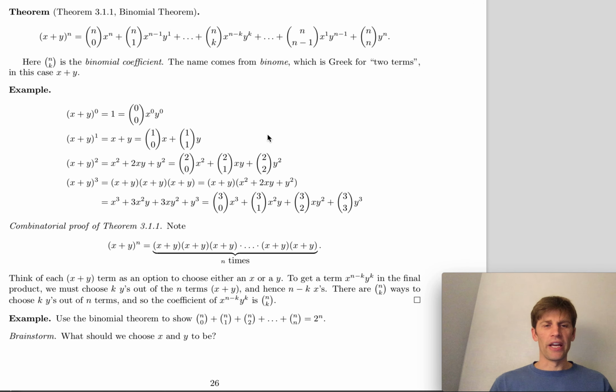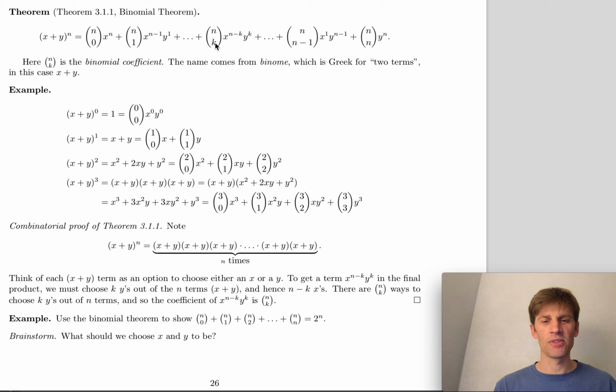Let me give you a combinatorial proof or explanation for why you should believe this theorem. When we take x plus y and raise it to the nth power, that's of course just the same as taking x plus y and multiplying it by itself n times. Now, if you want to figure out how many terms of the form x to the n minus k times y to the k you are going to have at the end, think of it as follows.